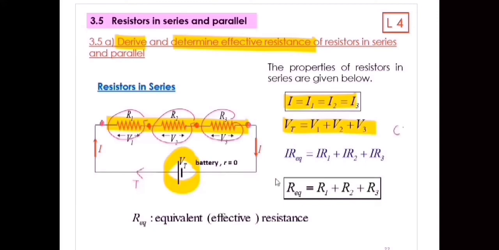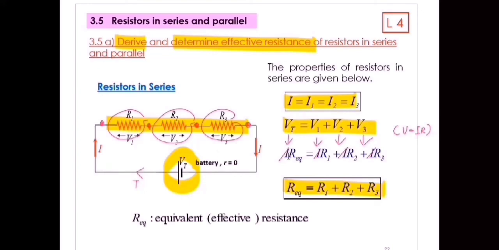And then we know V equals IR, so we can replace V1 with IR1, V2 with IR2, V3 with IR3. Vt we replace with I R_EQ. And then since all currents are the same, the current I can be cancelled. Finally, we are left with this equation where the equivalent or effective resistance for a series circuit can be added up equally: R1 plus R2 plus R3. So this is how you calculate a resistance if in series.